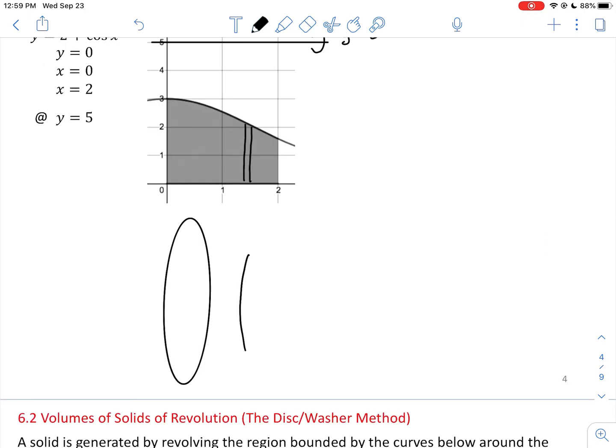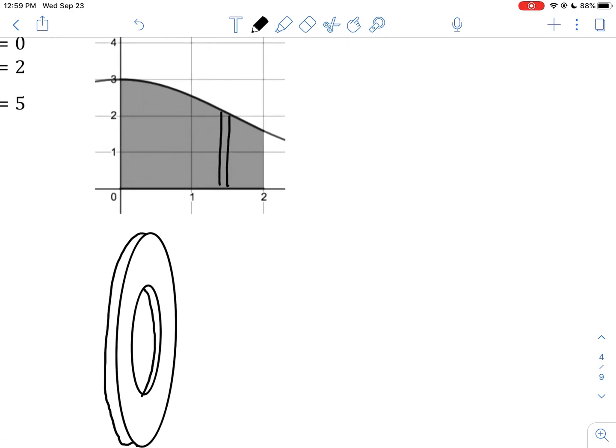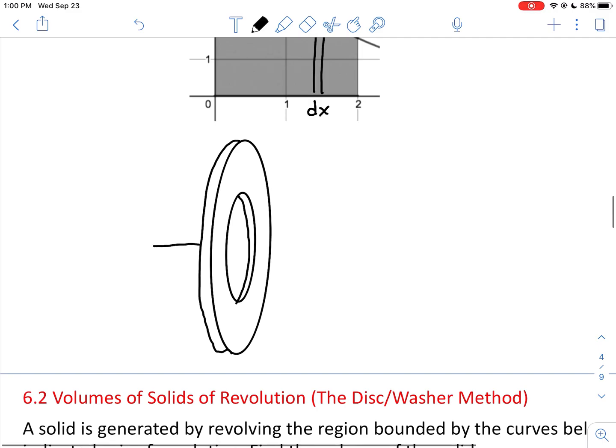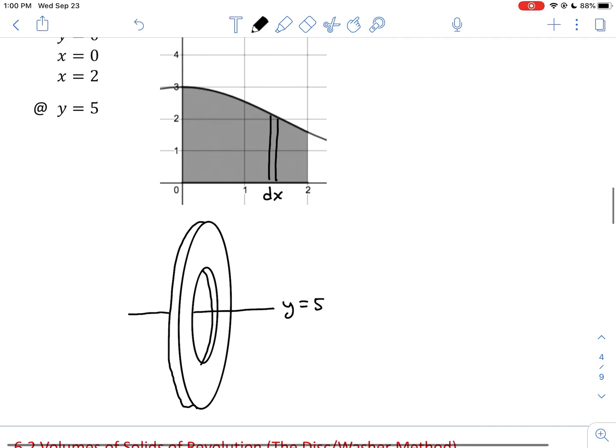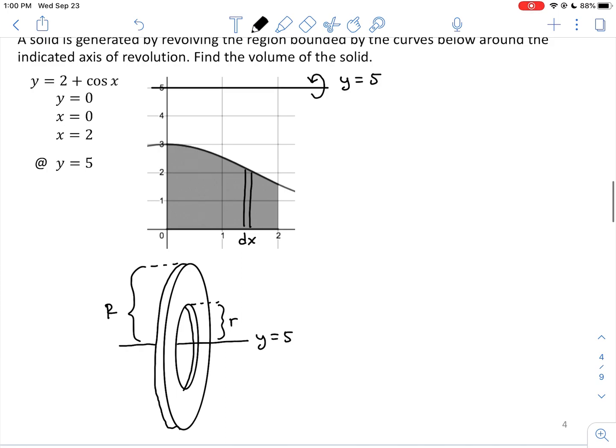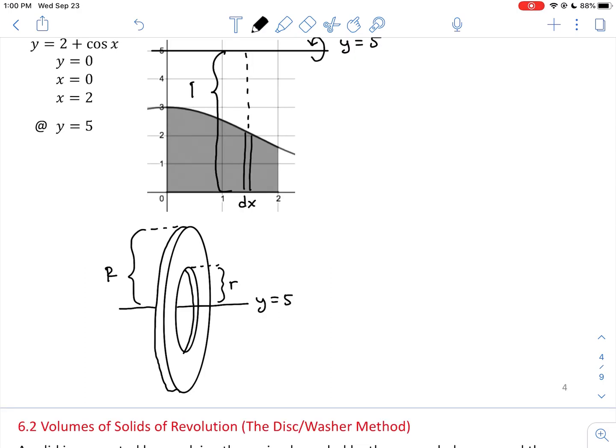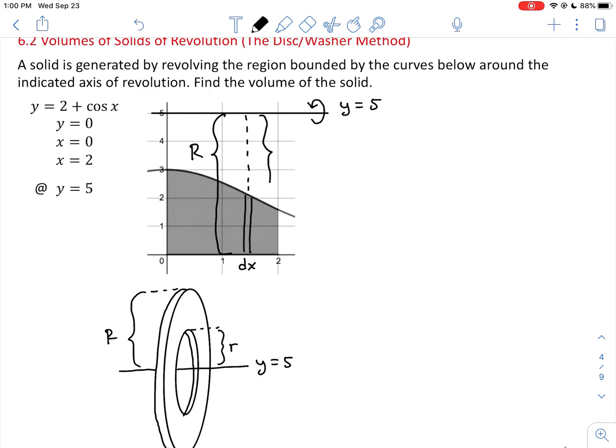And there's going to be a gap in the middle. There's a little bit of thickness to it, okay? That thickness is the dx. The axis of revolution is going right through the middle of this. That's the line y equals 5. And in this image here, what we need to know is the big radius and then the inner radius. So in this picture, the big R is how far this axis of revolution is to the bottom end of the strip, and the little r is how far from the axis of revolution to the top end of the strip. And this point on the curve is like our point P in our exercise from the first slide.